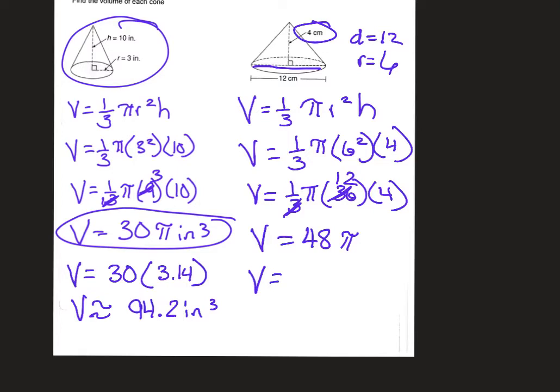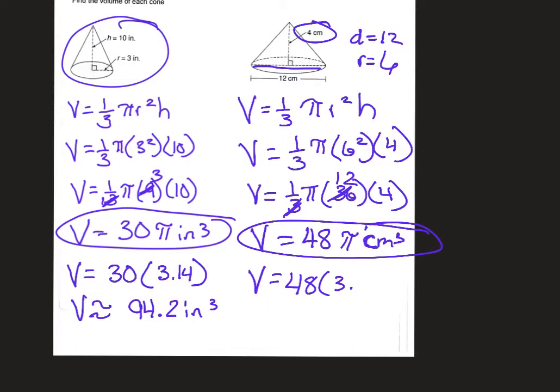So in your calculator, you could find, and this could be inches, oh no, centimeters, sorry, centimeters cubed for an exact. Now to find an approximation, we're going to take it times pi being 3.14. So you're going to put in your calculator 48 times 3.14, which is 150.72 centimeters cubed.